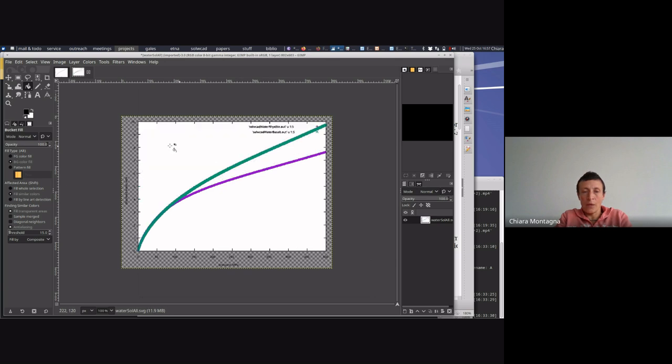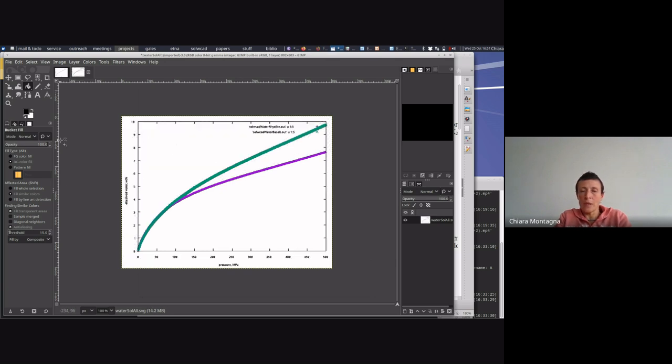Sorry for the white spaces. Rhyolite is the violet curve and basalt is the green. You see that water dissolves much better in rhyolites at high pressure than in basalts.